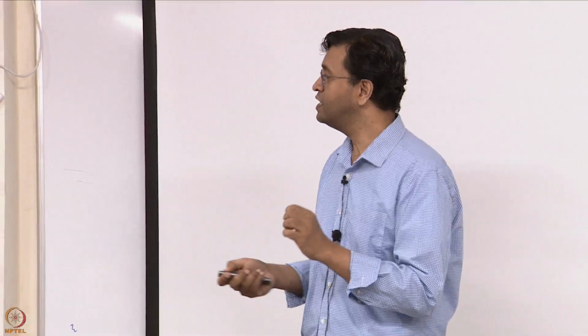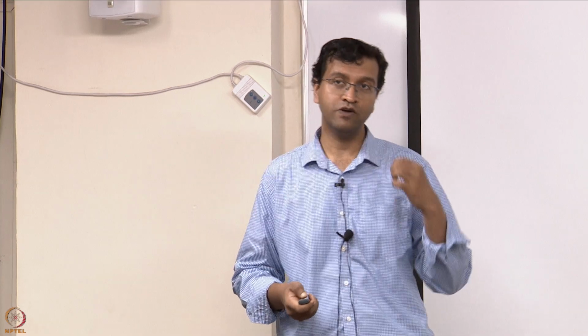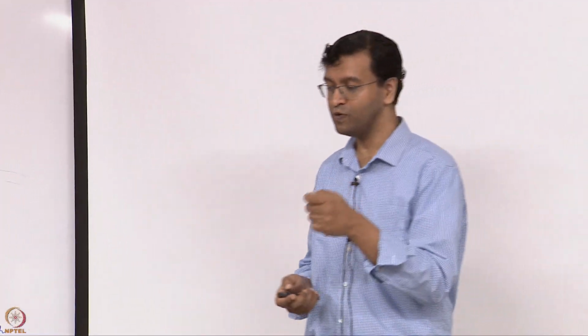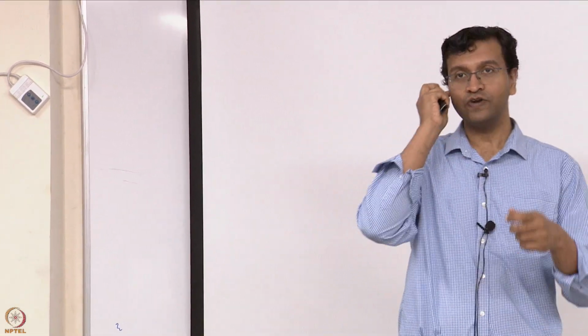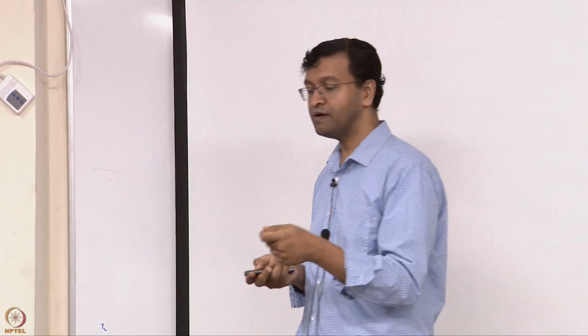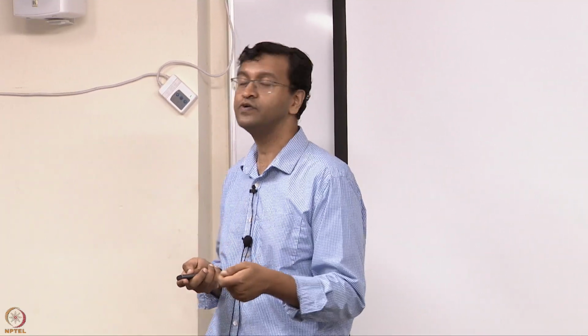He will need the key for y equal to b. So he knows that bit b, and he wants the key corresponding to y equal to b, the blue key for the bit b. Then he can go and open the x equal to a and y equal to b locks on the box bxy. So he'd like to pick it up, but without telling Alice b. And that's exactly what oblivious transfer can do for you.